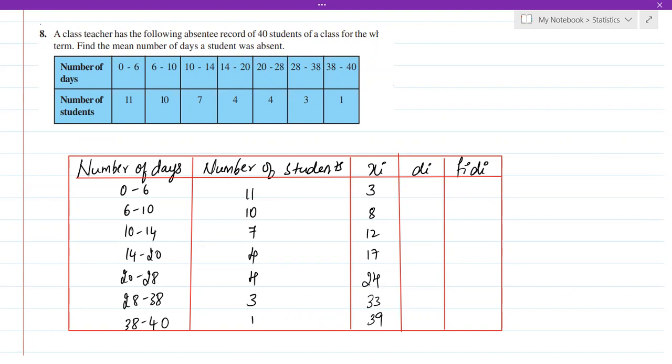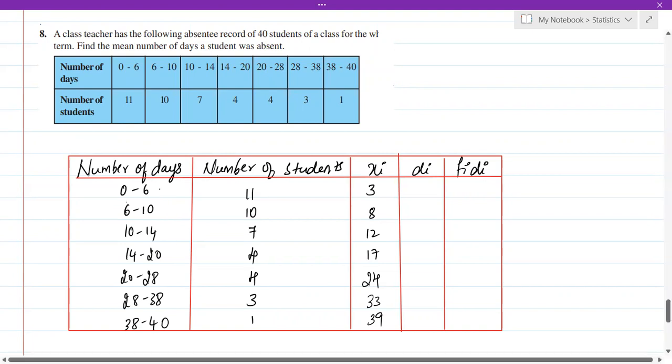So here we have to be very careful, because the intervals are not of the same size. If you observe, it is 0 to 6, the class size is 6 here. But here it is 4, here it is 4, and here it is 6. It is changing. Okay, so you have to be very careful in finding xi.